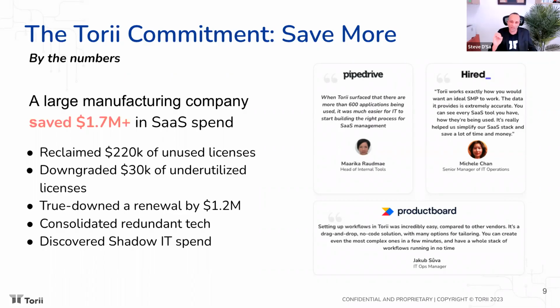Knowing what your utilization is helped them true down a contract by $1.2 million. This, along with being able to consolidate redundant tech, was a key element in what has made this customer and many other of our customers successful using Torii for SaaS management.